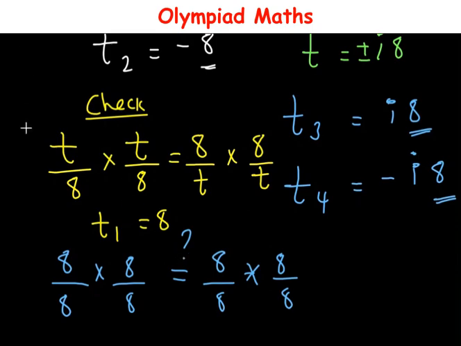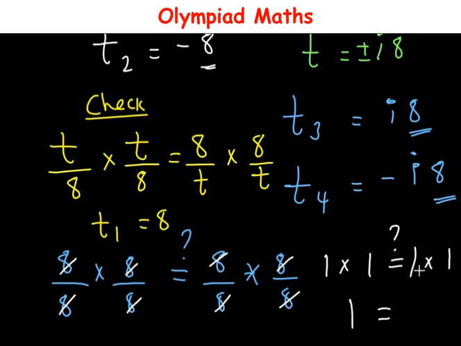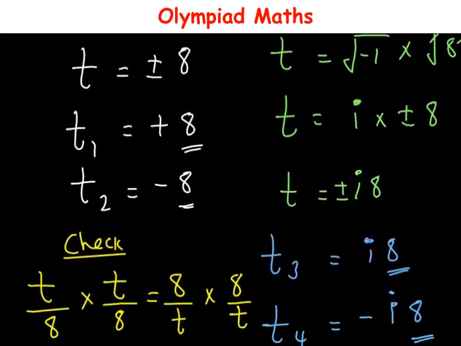So from here, 8 divided by 8 is 1, times 8 divided by 8 is 1, will equal the question mark. 1 times 1 is 1, which equals 1 times 1 is 1. Good. So this means that since they are equal, the value of T1 that we got as plus 8 is the correct solution. Okay, good.